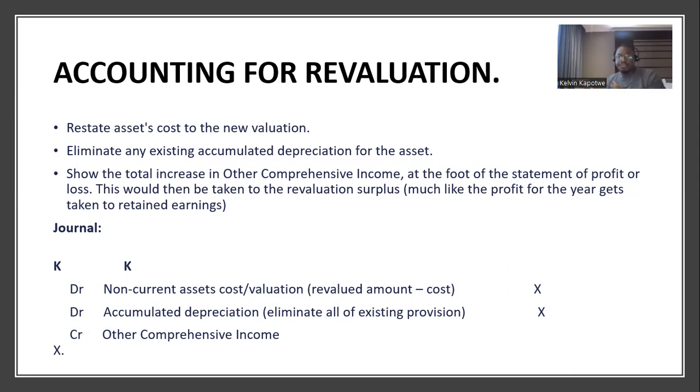So those are the entries there. They are saying non-current assets debit. So you debit it with the revalued amount, and then you eliminate accumulated depreciation. To eliminate depreciation, you actually debit it, then you'd have canceled it. I think you remember from your financial accounting. And then you are going to credit other comprehensive income and record it in the revaluation surplus account.